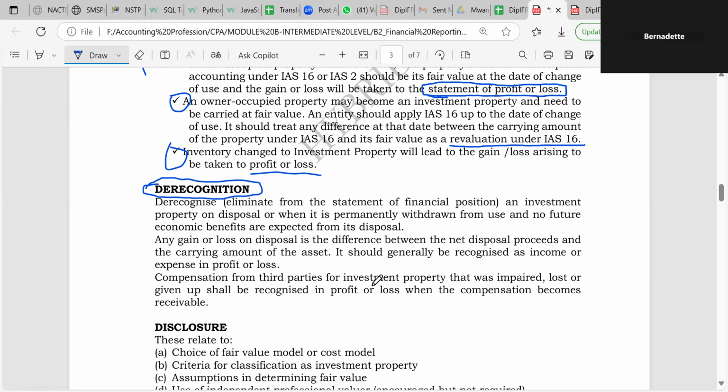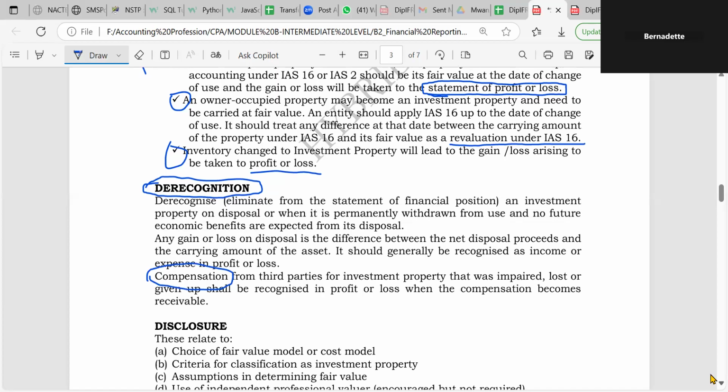Maybe you're just trying to specify something else, but it's also not so important here. The standard covers compensation from third parties for investment property that was impaired. You may have leased out your building to someone else, but maybe they did the damage, right? When they hand it back, maybe you're just disposing, and you are speaking of the compensation from those third parties. How should we treat them? Compensation from third parties on the building that was impaired, lost, or given up shall be recognized in profit or loss when the compensation becomes what? Receivable. Just like that, right?